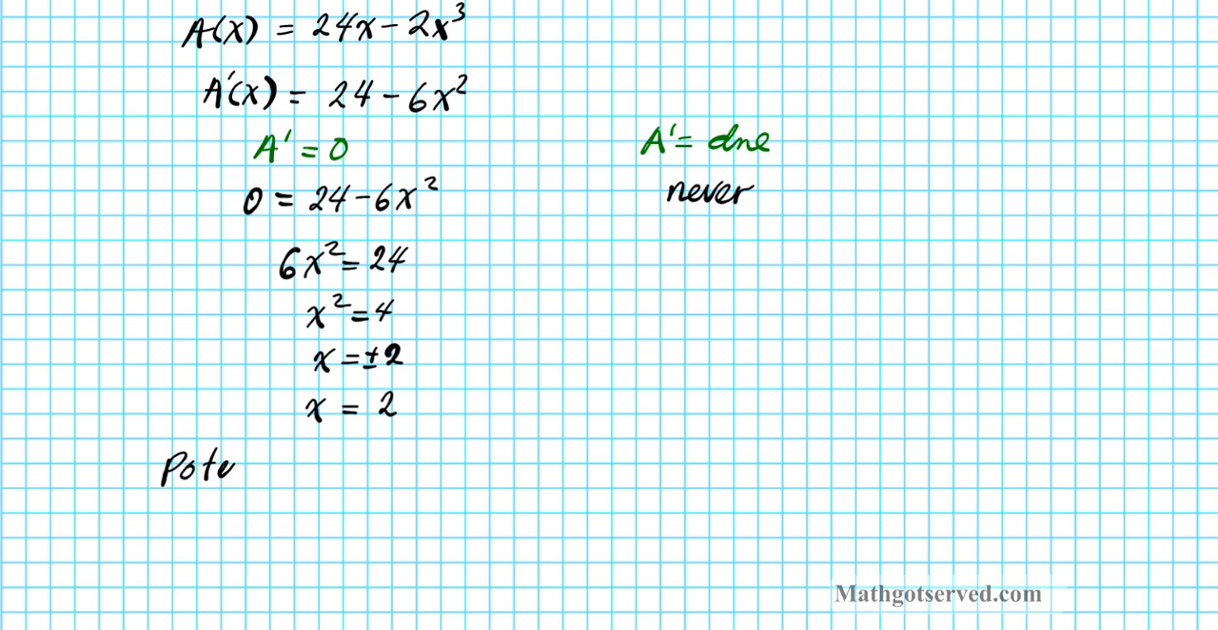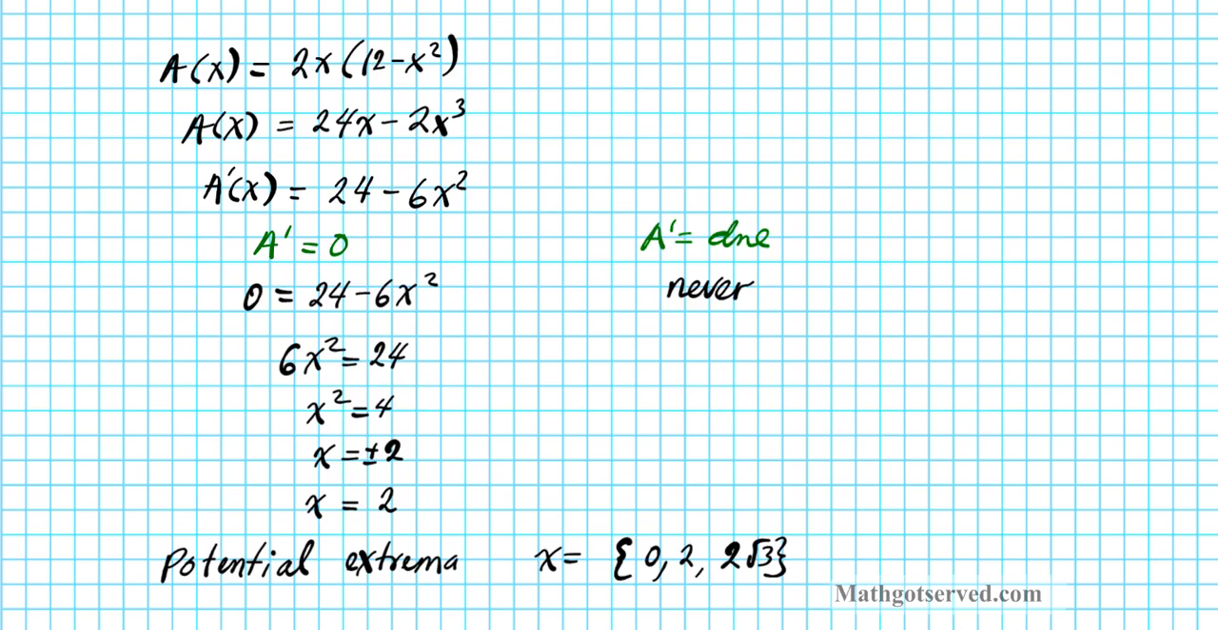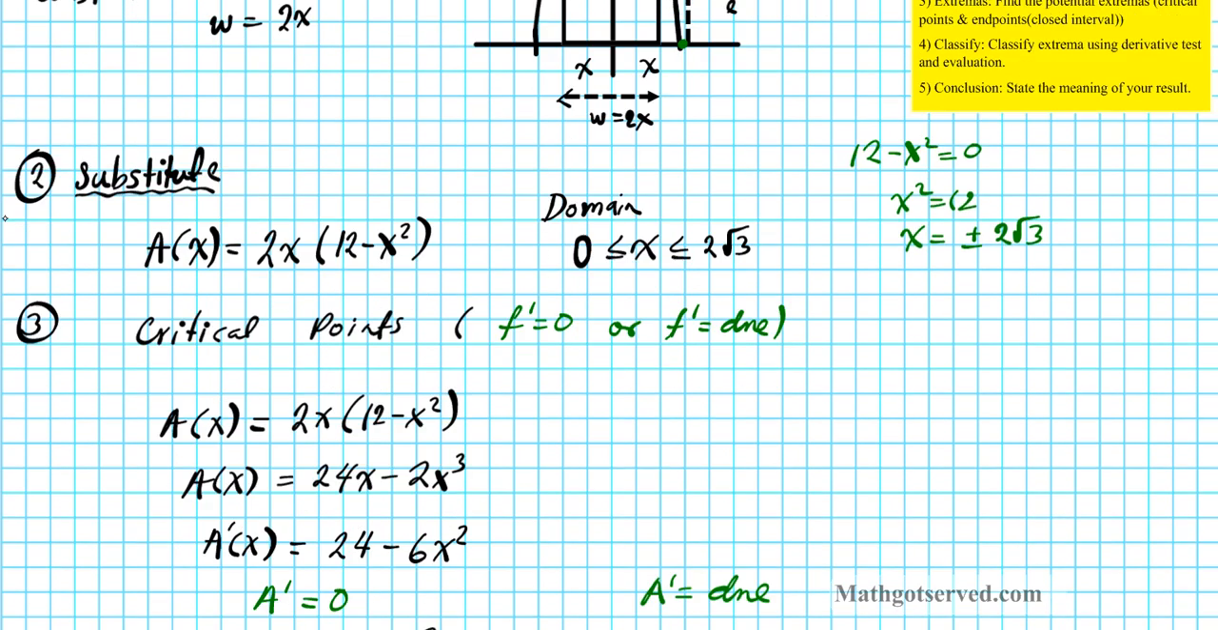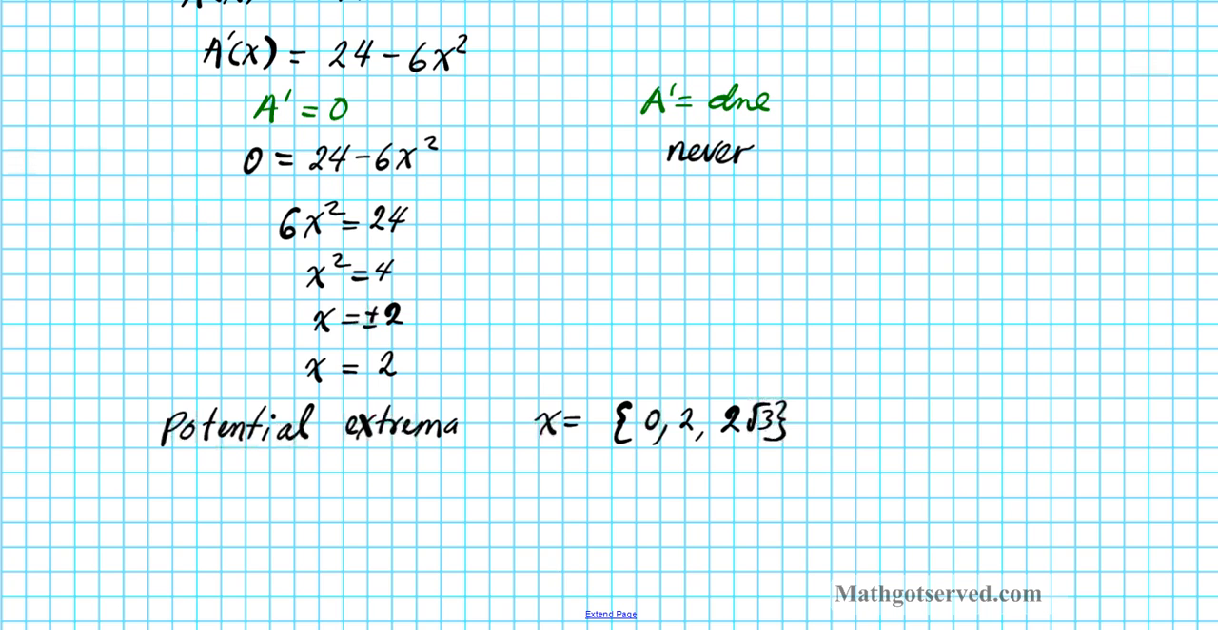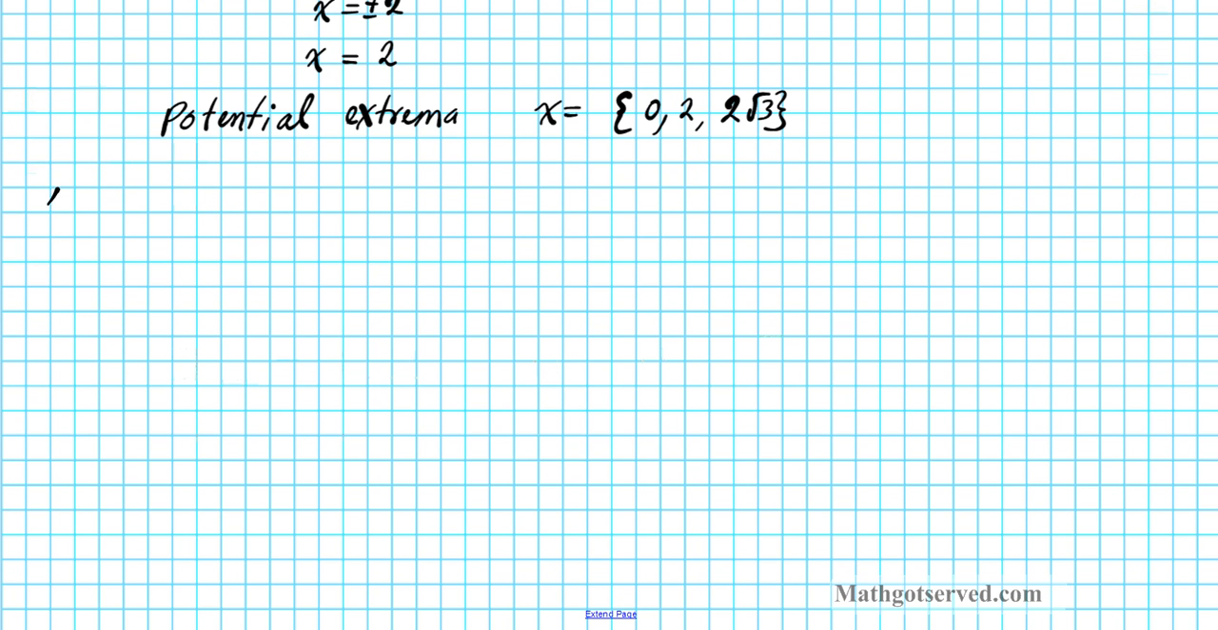So our potential extremas, we do not know if they are extremas yet, are 0, 2, and 2 root 3. Now we're going to shift gears and go to part 4, where we're going to classify these potential extremas.